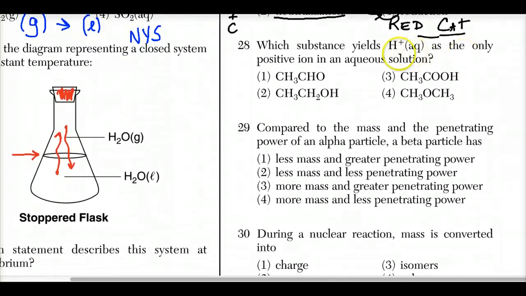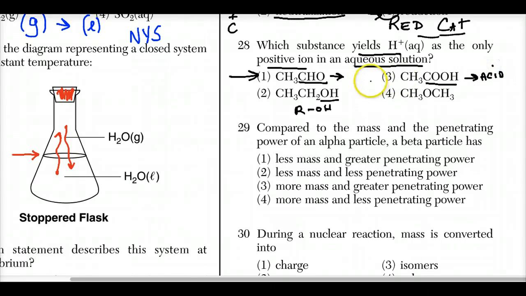28. Which substance yields H pluses as the only positive ion in an aqueous solution? This is acid and base territory. This is the old Arrhenius definition, so we're looking for an Arrhenius acid. Well, look at organic chemistry. This CHO group is an aldehyde. This is an alcohol, an R with an OH. This is an R with a CHO. This is a COOH group. That's an organic acid. And as I keep telling you people, they love to pick on the organic acids. And of course, acids give off protons. So of course, that's the answer.